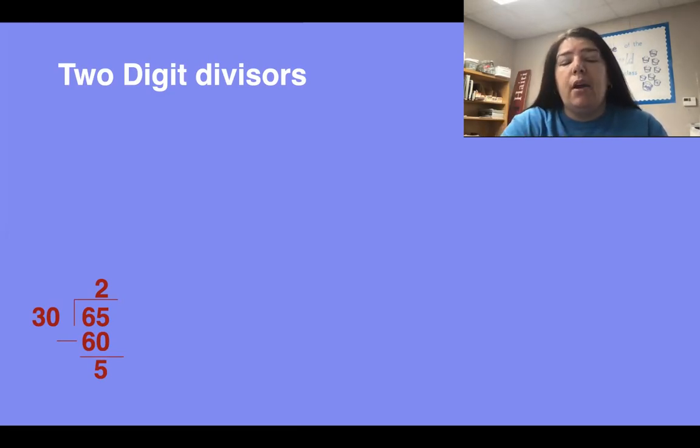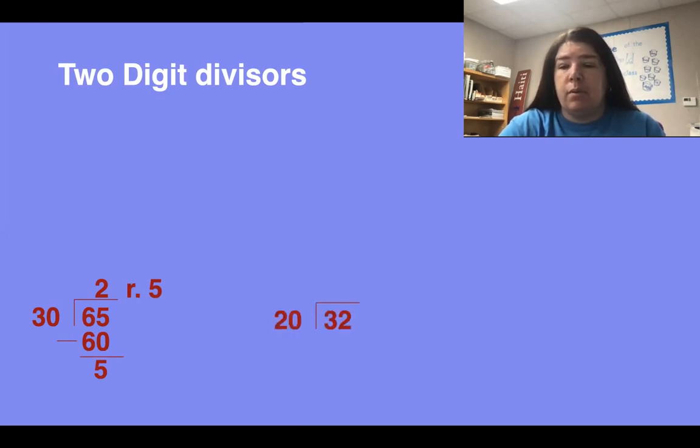So that compare, it means to say 5 is less than 30. If 5 is less than 30, we can know that we need to bring down. Is there anything else to bring down? In this case, there's not. So you're going to use this as your remainder. Simple, right? Let's see if we can do another one.